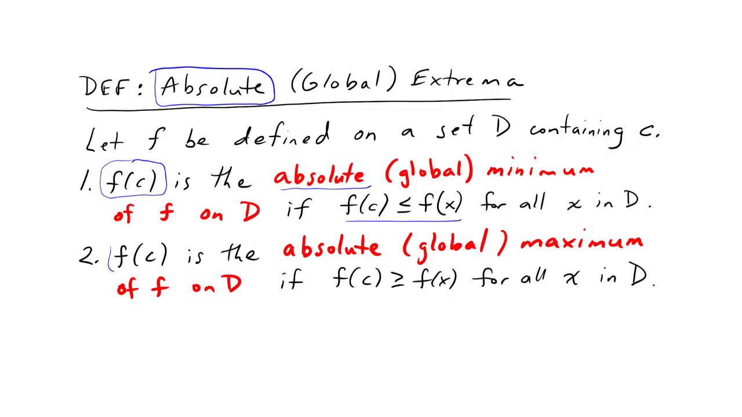On the flip side, f of c is the absolute or global maximum of f on D if f of c is always bigger than or equal to any f of x for all x in D. Okay, so that's just a way of formally saying what we were describing on the graph.